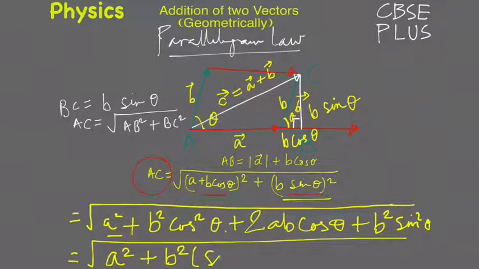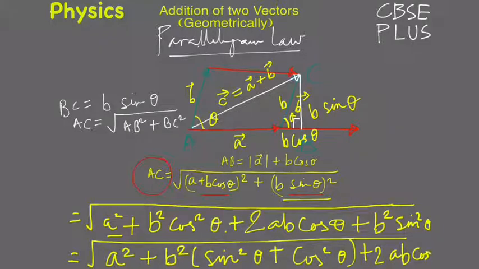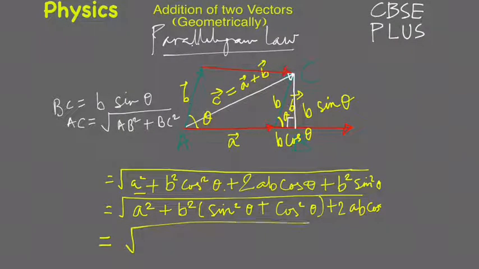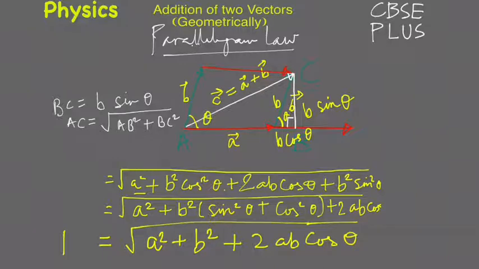So B square will be common, and we can write sin square theta plus cos square theta, and plus 2AB cos theta. And what we get is A square plus B square. Sin square theta plus cos square theta is 1. So we will just write B square, and then we will write 2AB cos theta. And this is the magnitude of vector C. So if two vectors are given, vector A and B, and the angle between these two vectors is given, the addition of the two vectors can easily be calculated using the formula, which is under root of A square plus B square plus 2AB cos theta.